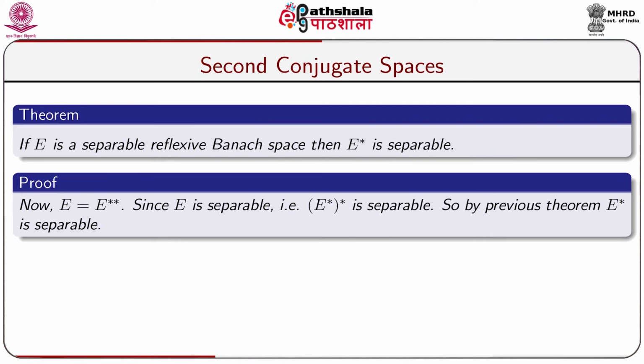Let us take another theorem. If capital E is a separable reflexive Banach space, then E star is separable. Now, E is reflexive, so E equals E double star. As E is separable, so E double star is separable. That means the star of E star is separable. We know that if X star is separable, then X is separable. Here, the star of E star is separable, so E star is separable, and this is the required result.